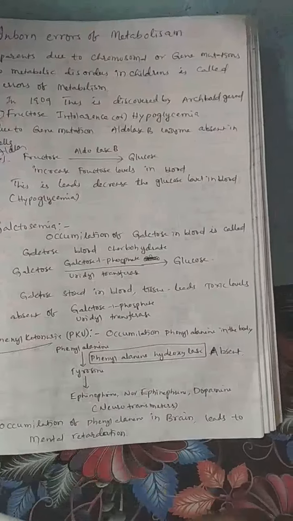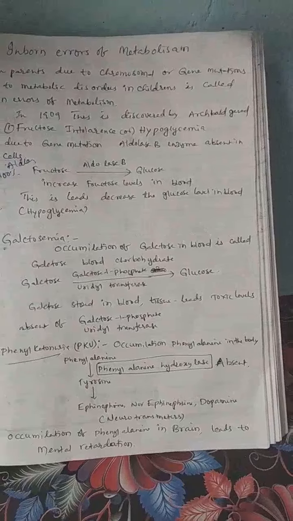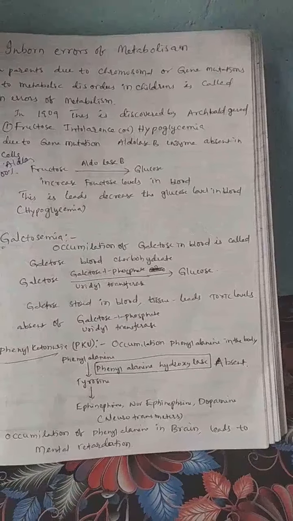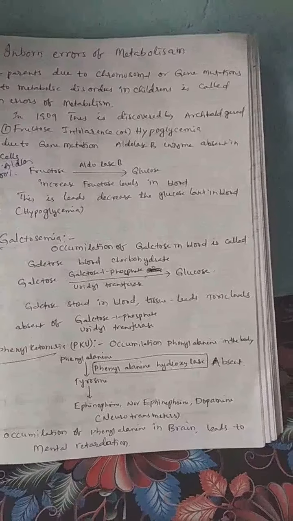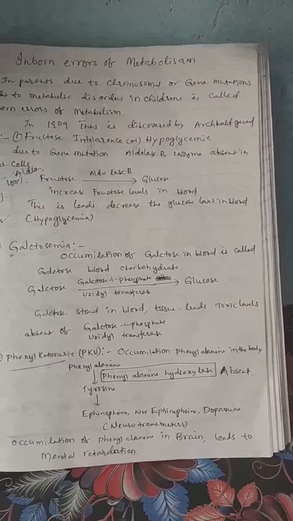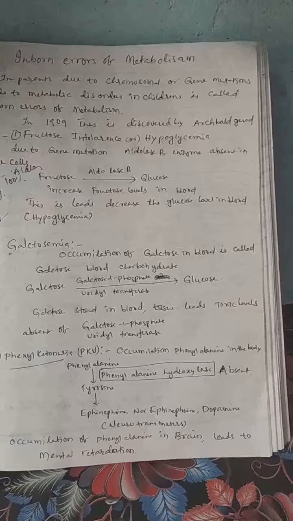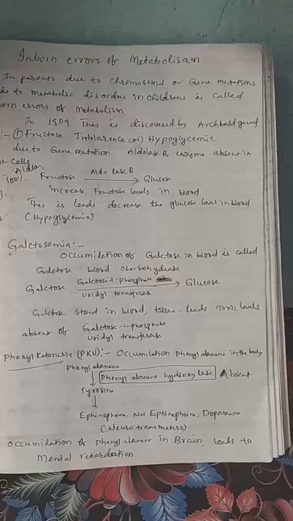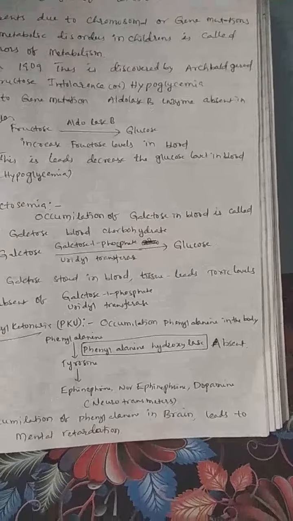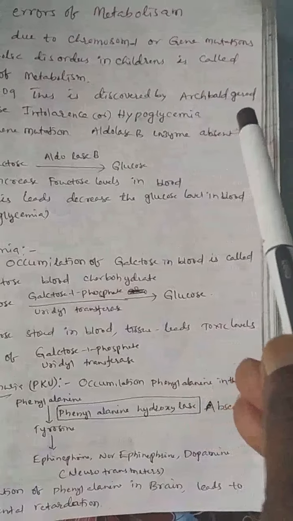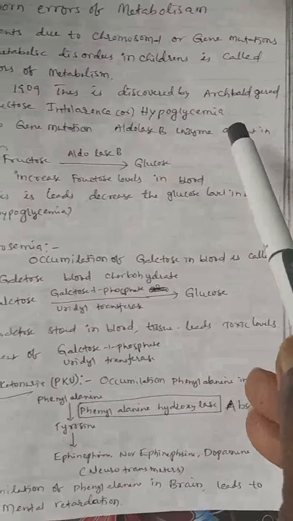Generally, the gene deficiency or gene mutation takes place at the prenatal stage, before childbirth, so that it leads to a disorder whenever the birth takes place. So this is called inborn errors of metabolism. This phenomenon was discovered by Archibald Garrod. Okay, so this is about inborn errors of metabolism.